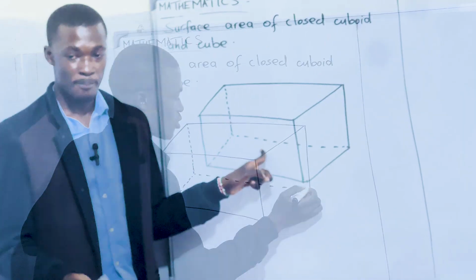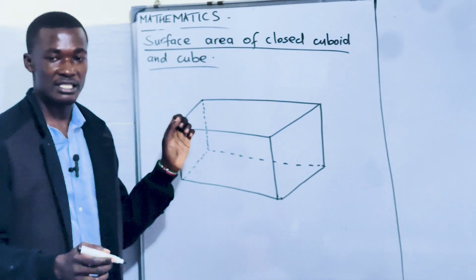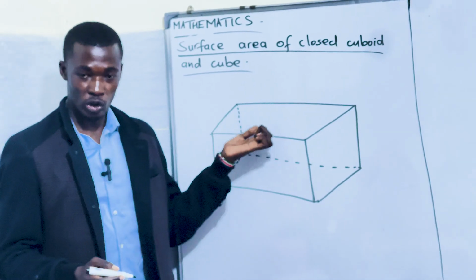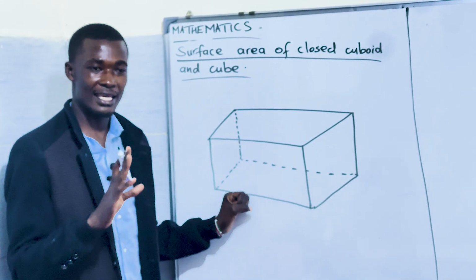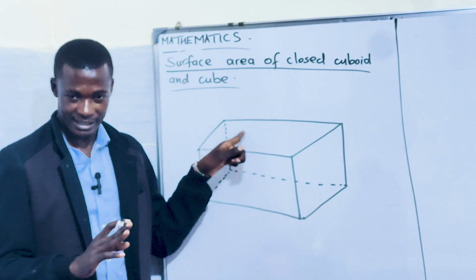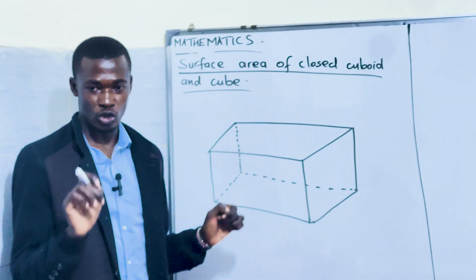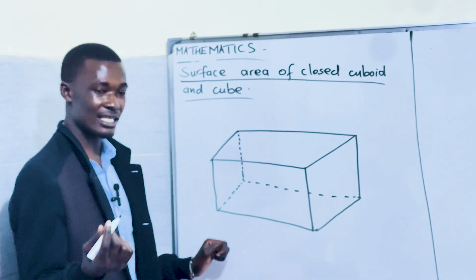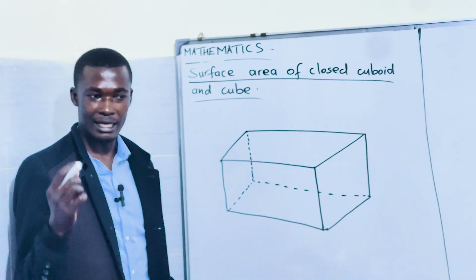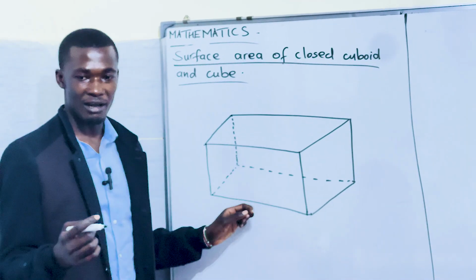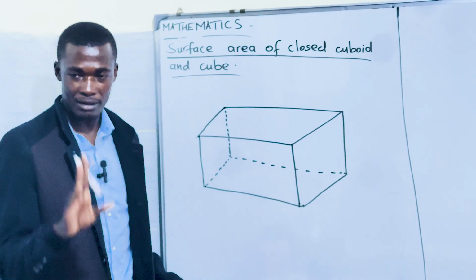So that is the cuboid. Now, for you to calculate the surface area of a closed cuboid, you are going to ensure that you get the area of all the 6 faces, because a closed cuboid has a total of 6 faces. But there is a way we can work out the area of a closed cuboid and a closed cube without having to calculate the area of the 6 faces one by one.